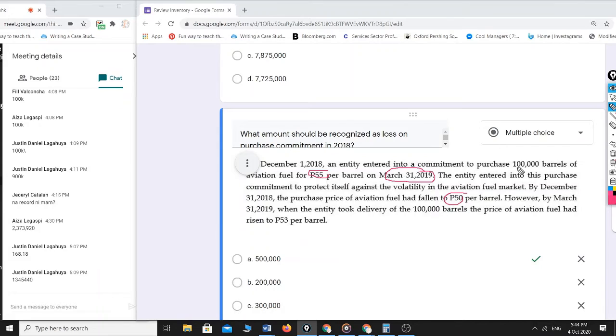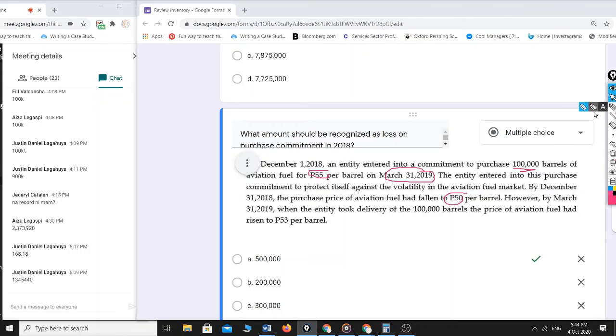So how many are to be purchased? That is 100,000. So, as of 2018, 100,000 times 5, so there is a loss on purchase commitment amounting to 500,000. Okay? So, that is our answer.